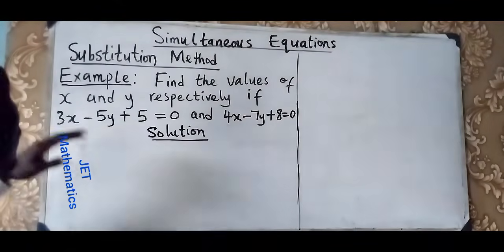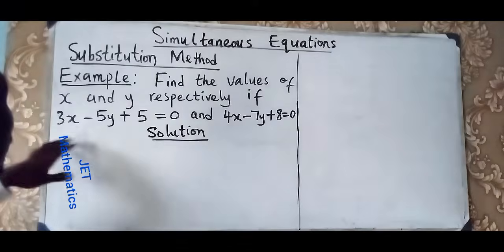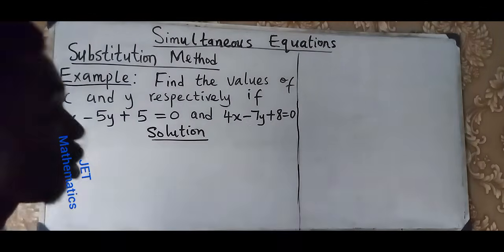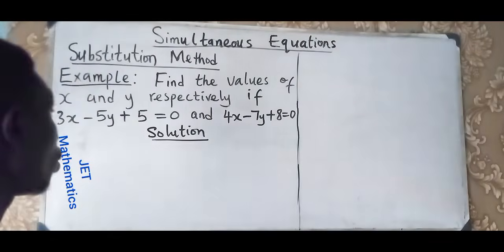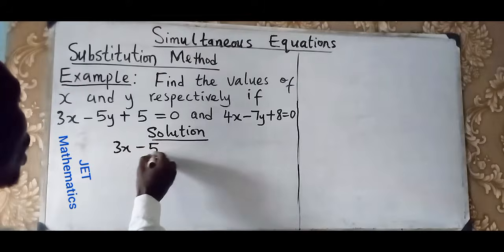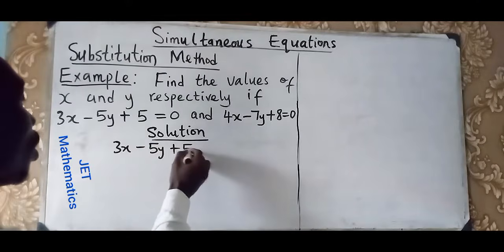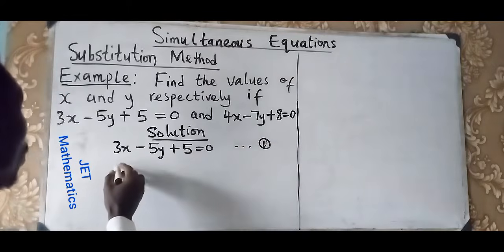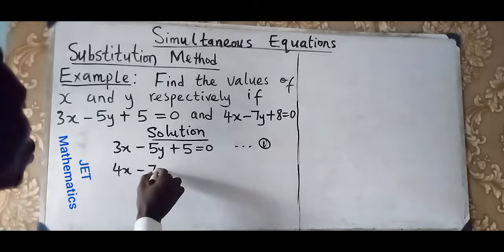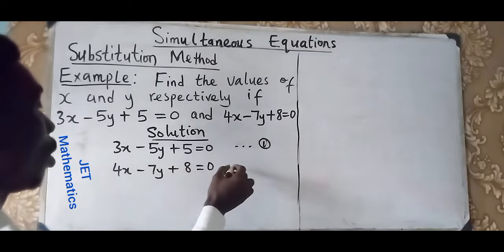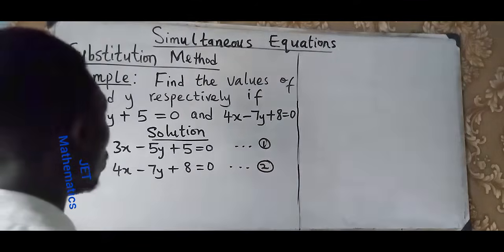It says find the values of x and y respectively if 3x minus 5y plus 5 is equal to 0 and 4x minus 7y plus 8 is equal to 0. So we have the two equations, 3x minus 5y plus 5 is equal to 0. Let's call this equation 1. And then we have the second equation, 4x minus 7y plus 8 is equal to 0. Let's call this equation 2.